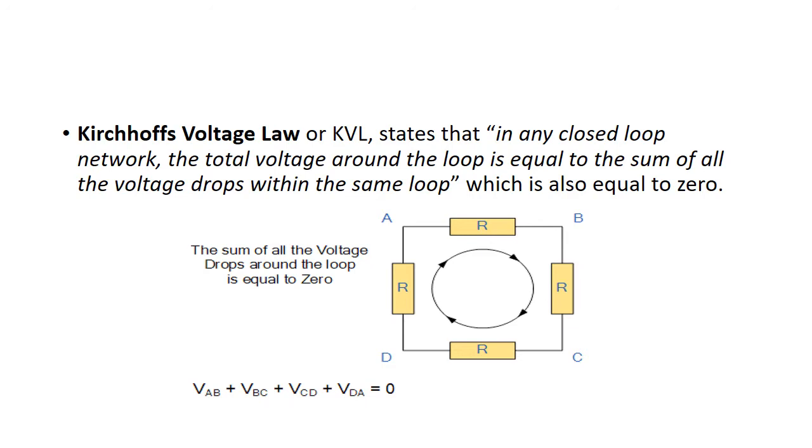Here first we have to identify the nodes or junctions and then the branches. Assume the direction of the current in each branch randomly. Then apply KCL at the nodes and apply KVL at the closed paths. Then write the equations, find out the currents and solve the equations. These are the steps for solving electrical networks.